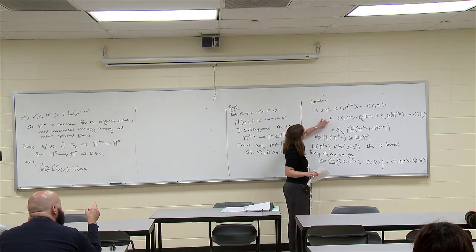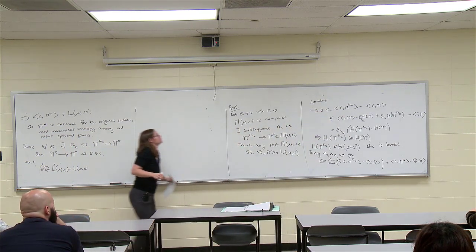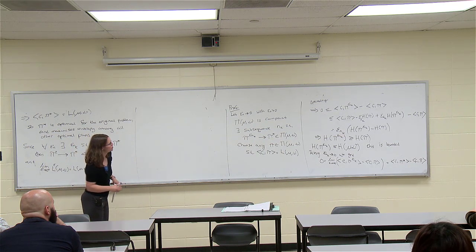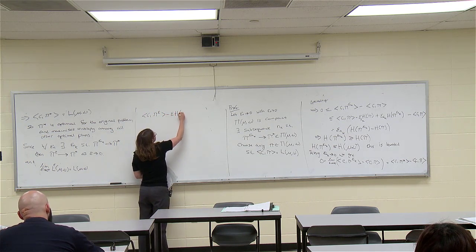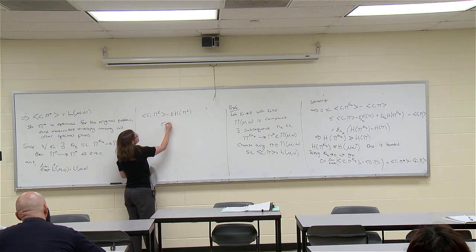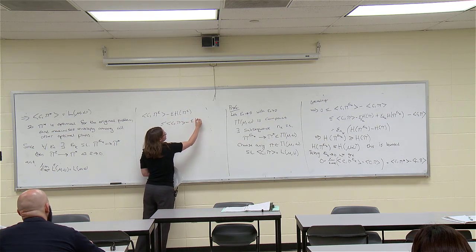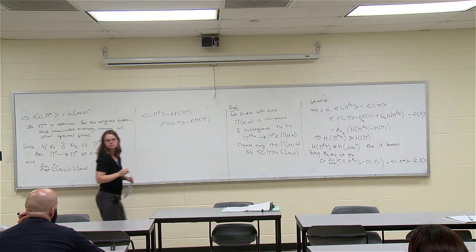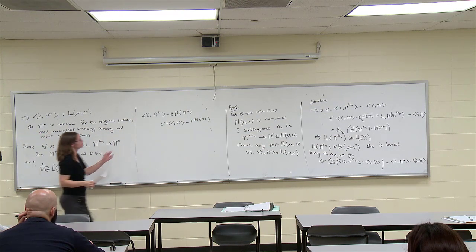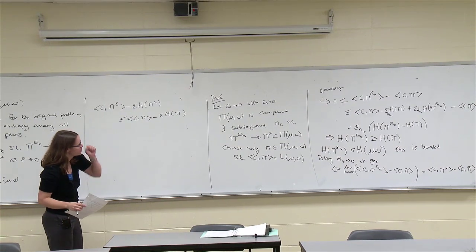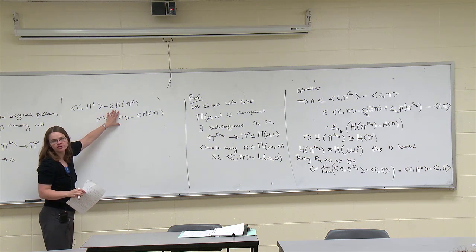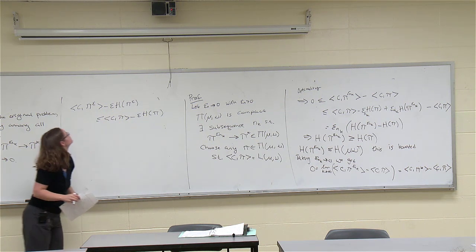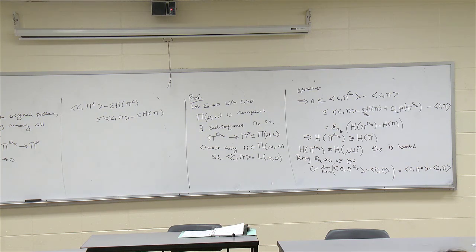From here to here? Yes. Okay, so what did I use here? I used that C pi epsilon minus epsilon h of pi epsilon is less than or equal to C pi minus epsilon h of pi, since pi epsilon is defined as the minimizer of this object. So all I did was move this epsilon h pi epsilon to the other side. I just rearranged it. Any other questions?